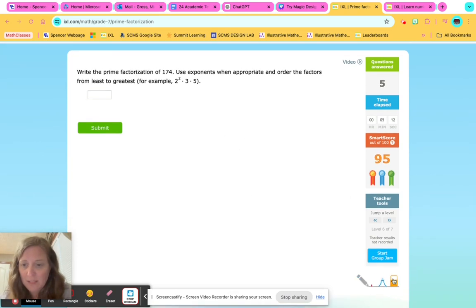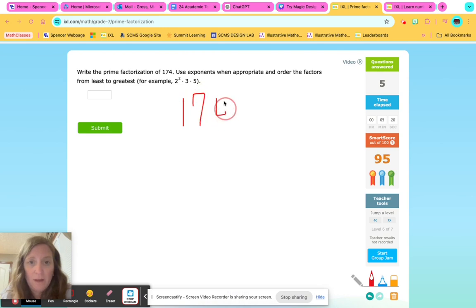Okay, so let's go ahead and do 174. When you're given a number that's a little bit bigger like this, the immediate thing that I do is I go to the last number. Is it odd or is it even? If it's even, then I know that I can do 2 times something. So we know that this would be what, 87, right?